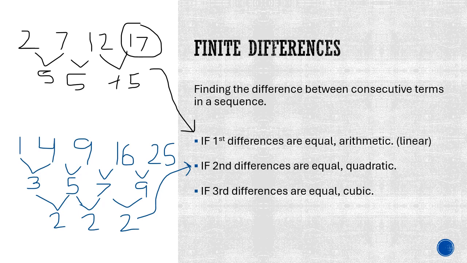If the third differences are equal, it's cubic. On your homework, you probably won't go past the second layer. There might be one that you go all the way to the third differences, but again, you don't have to know that it's quadratic or cubic. It is possible that they aren't ever equal, and then we'll move on and try something else like ratios.